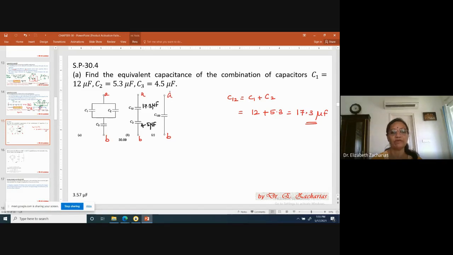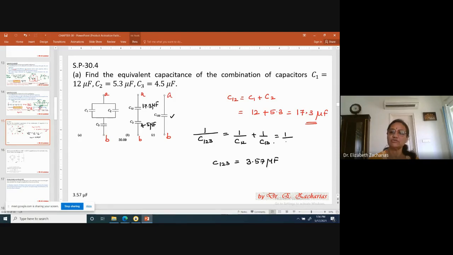Now the 17.3 microfarad is in series with C3 equal to 4.5 microfarad. Now I want the combination of these two. Let me call that combination C123. So this is a series. So 1 by C123 will be equal to 1 by C12 plus 1 by C3. You should get C123 as 3.57 microfarad. Not difficult at all.